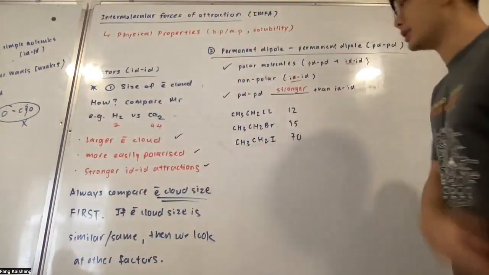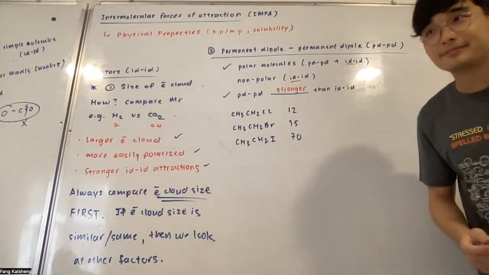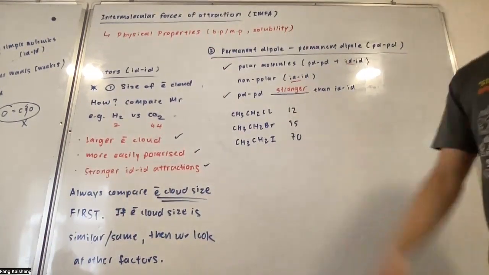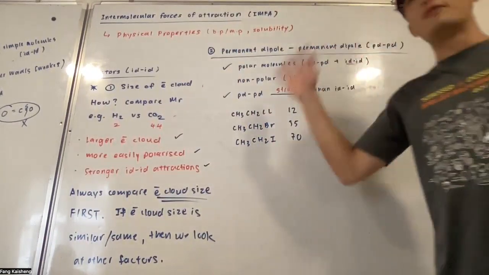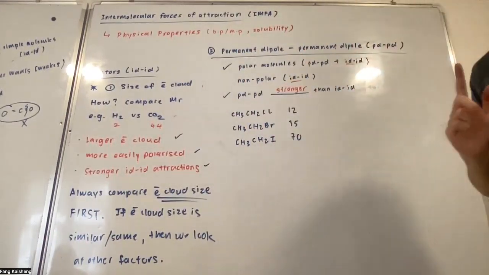Why does it increase down this group? How do we explain this? First of all, guys, let me show you how a wrong answer would look. And don't think that you'll never think of this wrong answer, because you might fall into this trap.